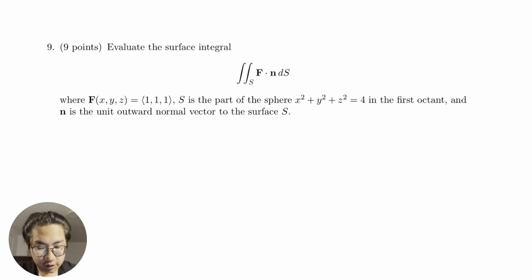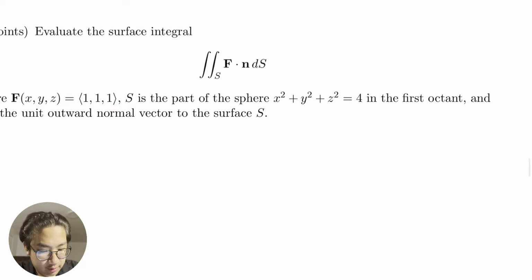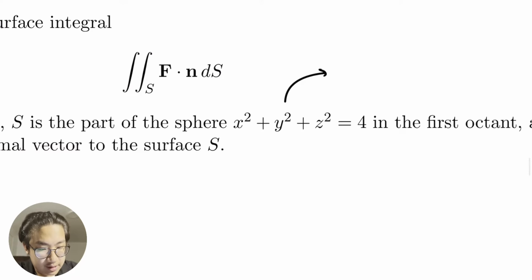Question 9, we want to evaluate the following surface integral, where our function is just equal to 1, 1, 1. S is this part of the sphere in the first octant, and n is the unit normal of the surface S. So first, we'll know that this right over here, let's see if we can curve it a bit. There we go. This is simply a sphere of radius 2.